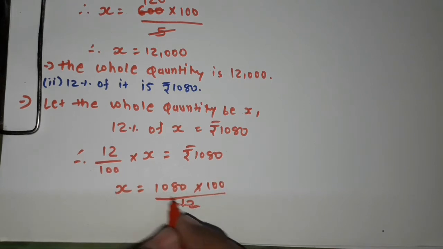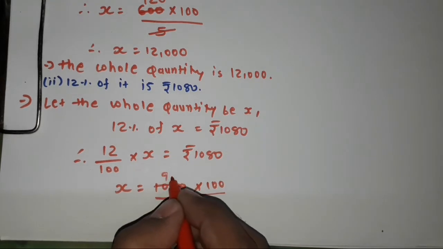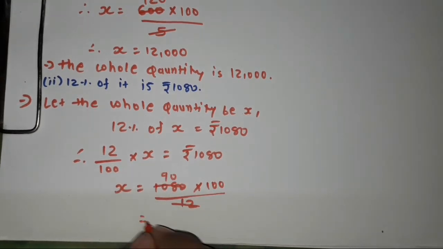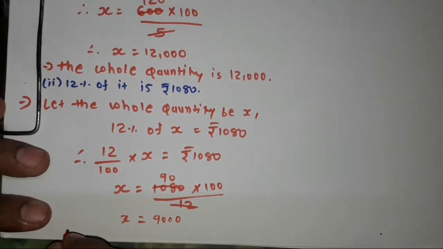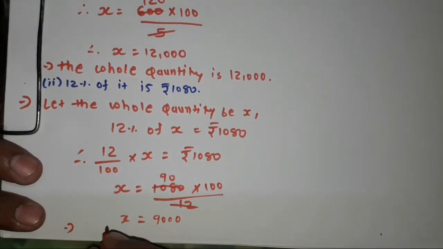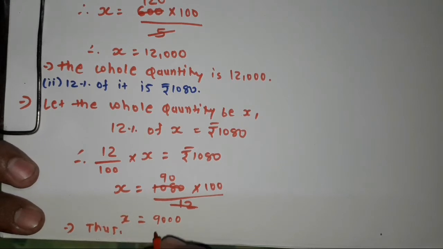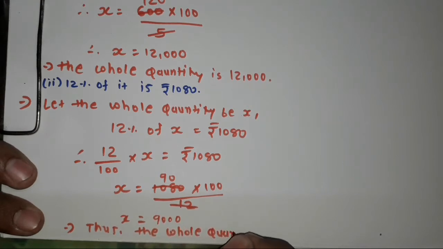Now 12 nines are 108, and we add this 0, so 90 multiplied by 100, it will become 9000, rupees 9000. Thus at last we can write the statement: the whole quantity is rupees 9000.